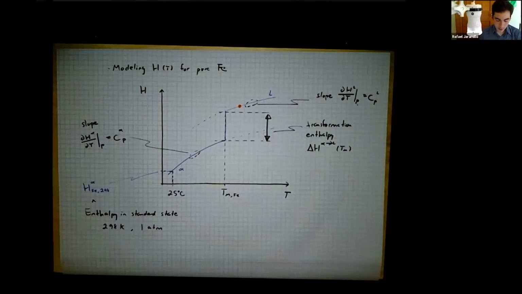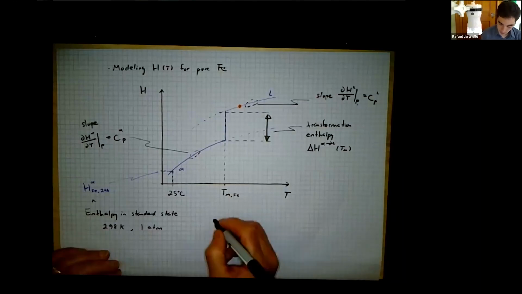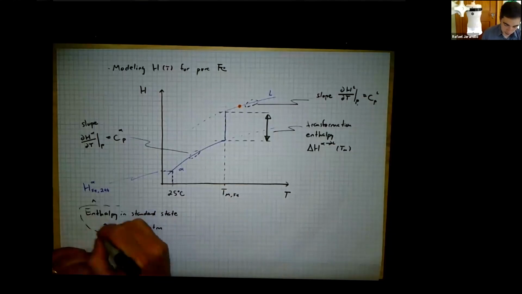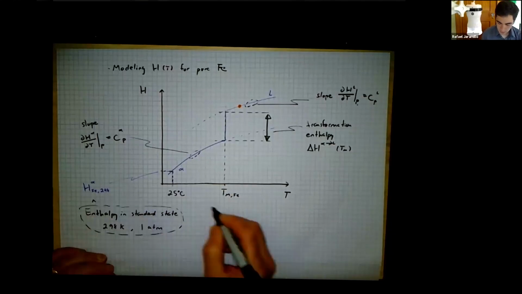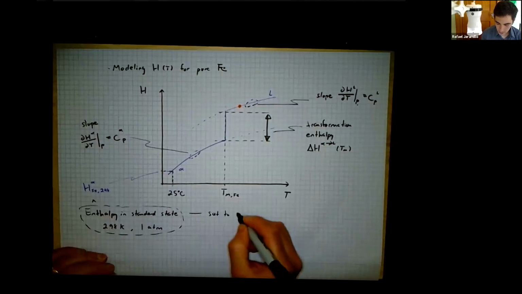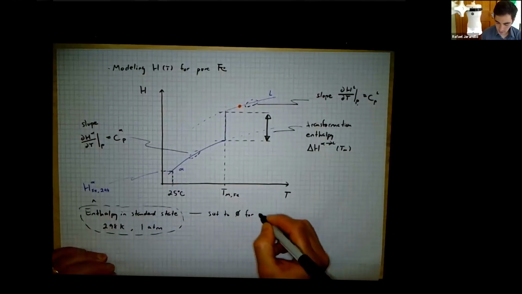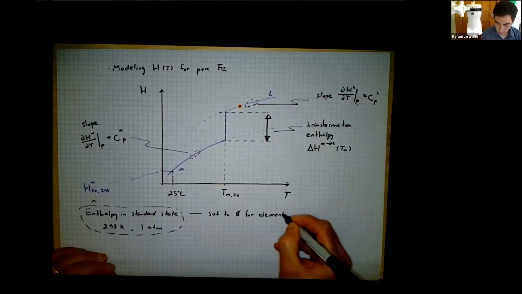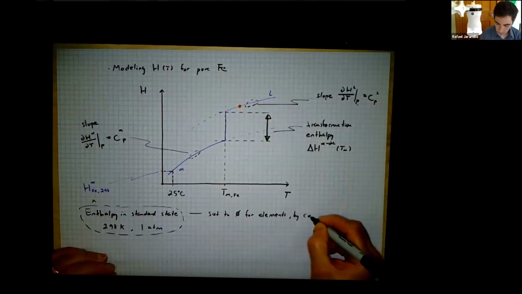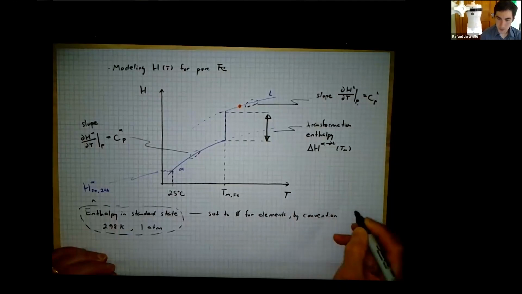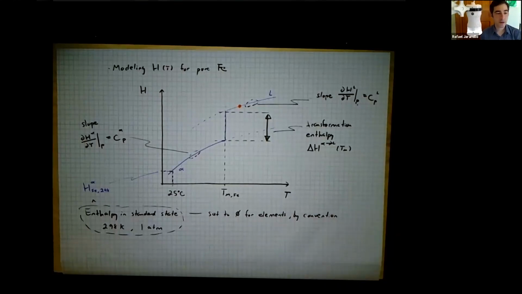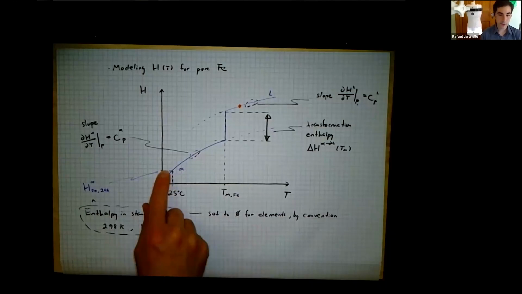Now, something I want to point out: the enthalpy in the standard state is set to 0 for elements by convention. There's no such thing as a 0 of energy in the universe, so we can always set zeros of enthalpy wherever we like. By convention, we set it to 0 for elements at 298 Kelvin at 1 atmosphere. So it doesn't really matter, this point here, it'll end up being 0.